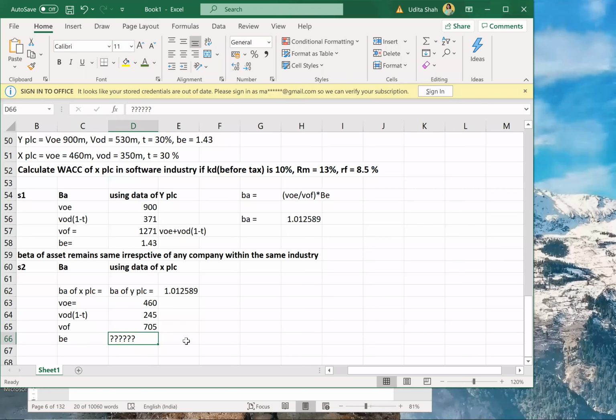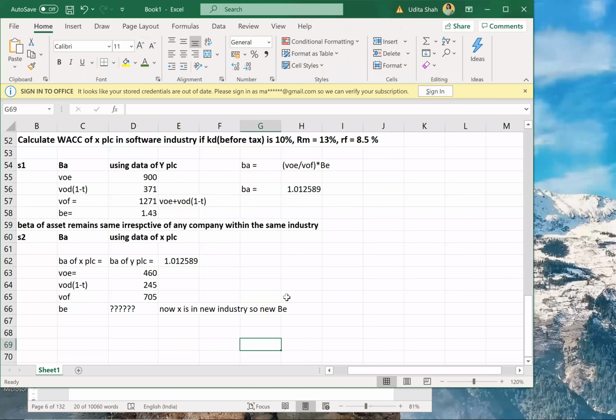And should I take beta of equity of X? No. Because why? Because now X is in new industry. So new beta of equity. And that is what we are going to find as our missing figure with the same formula. Okay. So now I'll put the same formula over here.